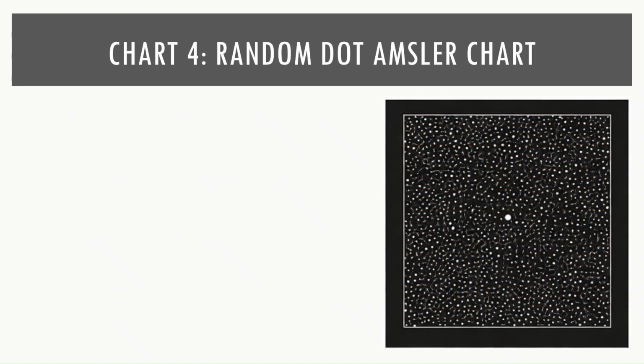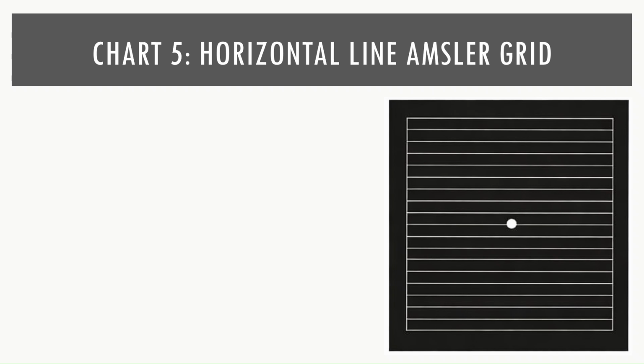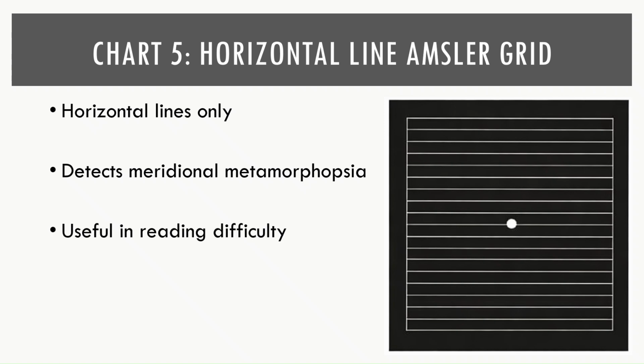Chart 4 consists only of random dots and has no definite pattern. This chart helps differentiate a true scotoma from metamorphopsia because distortion cannot occur without a form. Chart 5 contains only horizontal lines. It is designed to detect metamorphopsia along specific meridians and is particularly helpful in patients with reading difficulty.